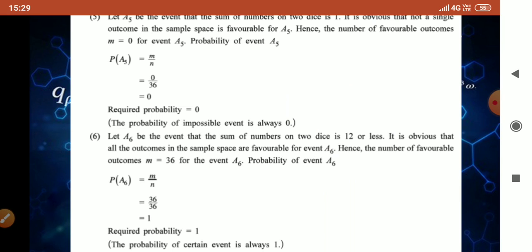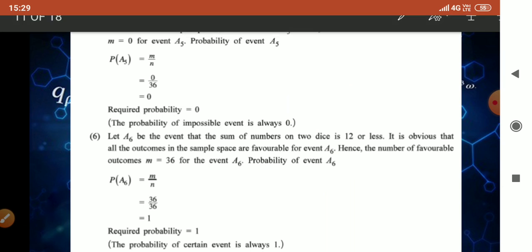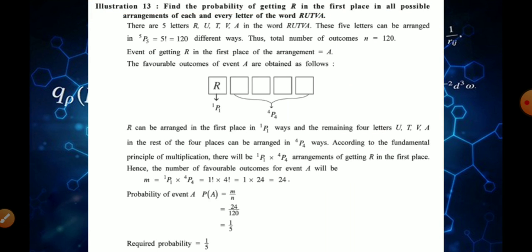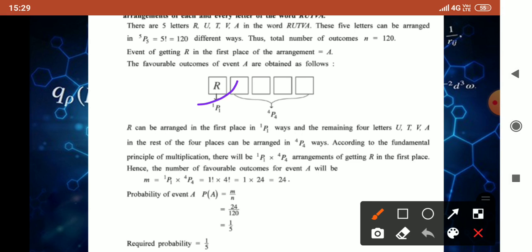Okay. In this way you have to solve the sums of probability. Now we will see one next sum. Here, find the probability of getting R in the first place in all possible arrangements of each and every letter of the word Rutva. Here we have to arrange the word Rutva such that R will be at first place.